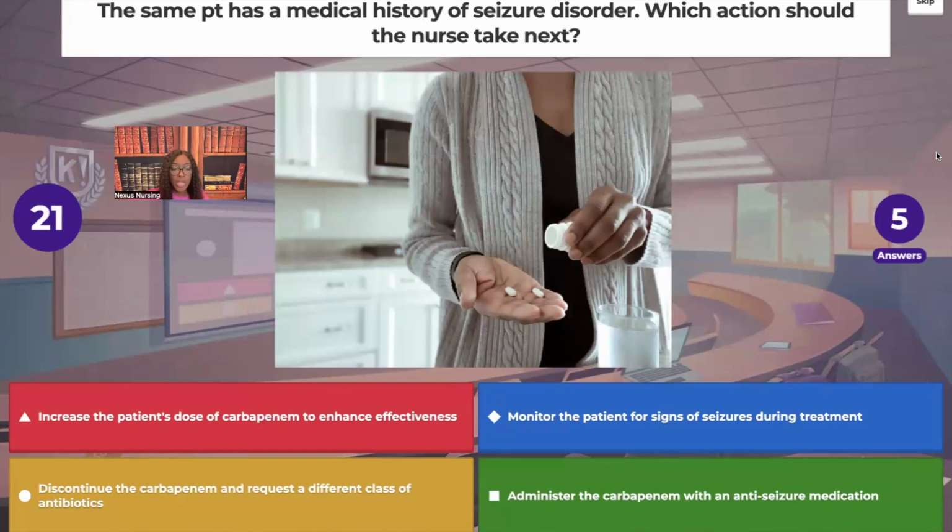Are you going to increase the patient's dose of the carbapenem to enhance effectiveness? Are you going to monitor the patient for signs of seizures during treatment? Are you going to discontinue the carbapenem and request a different class of antibiotics? Or are you going to give that drug with the anti-seizure medication? What are you going to do?